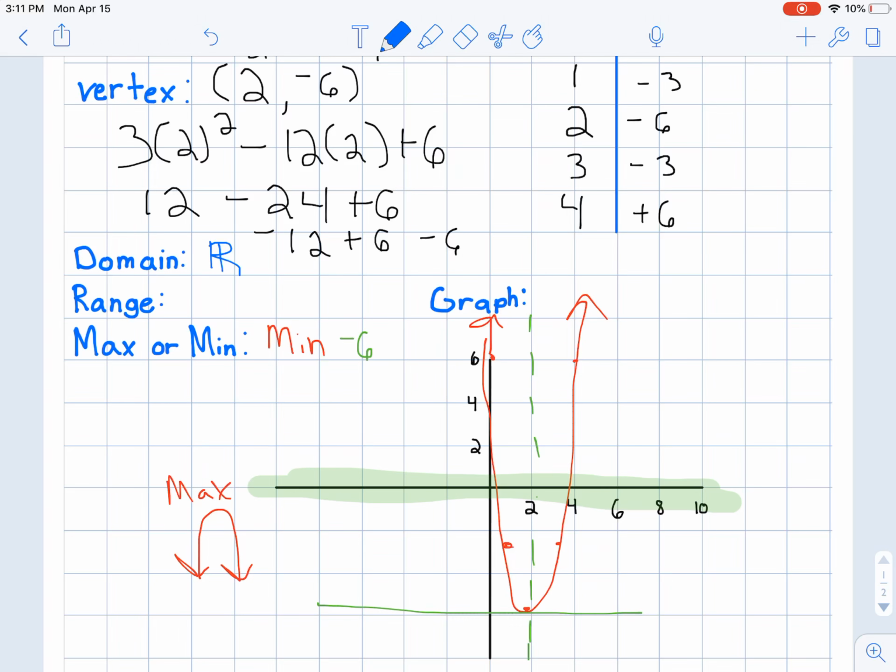My domains. Thank you. The only time the domain is going to be anything different is if we tip that U shape on its side.